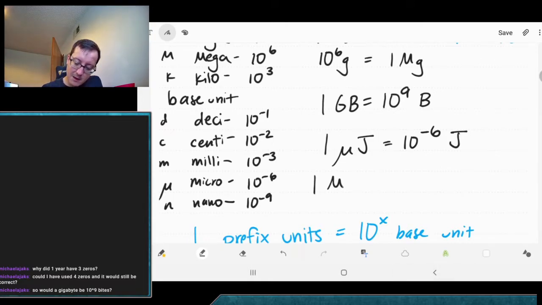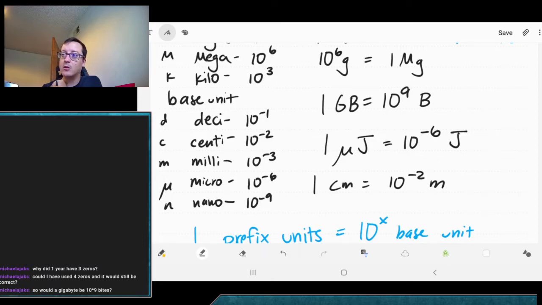Let's see something else. 1 centi, what unit haven't we used yet? Centi, whatever, we'll do some meters, is 10 to the minus 2 meters. So it's always one, just one, of whatever your prefix and unit are. And you're going to take that power of 10 from this chart, and that's how many of the base unit you have.